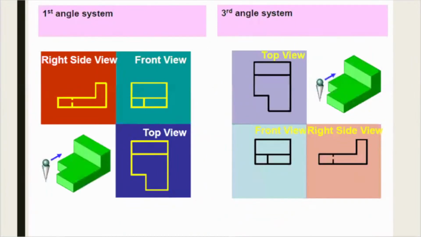So in the first angle system, what you do is we draw the front view in the diagonal and then to the top side, in the upside we draw the right side view and to the side we draw top view.